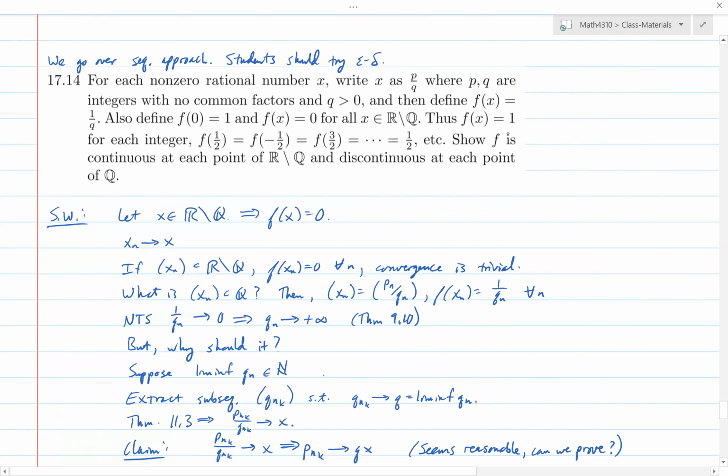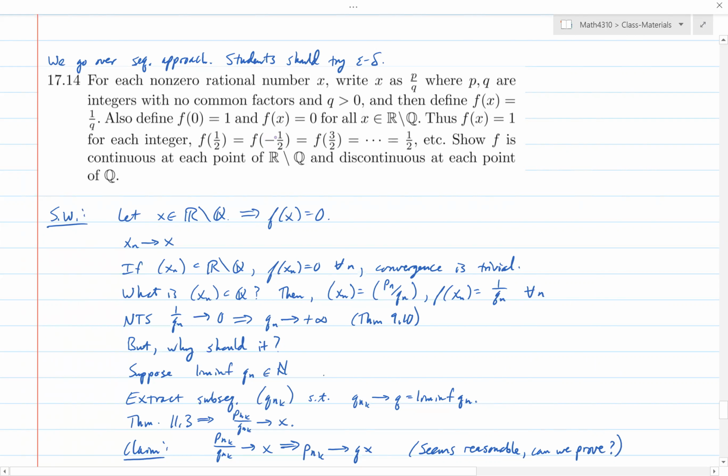And so then there's some examples. f of x is 1 for each integer, because if you have an integer, then p over q is just equal to p, because q is equal to 1 for all the integers, the way they set up this problem. And then you have f of 1/2 or negative 1/2. And again, that negative is really on the 1. It's not on the 2. f of 3/2, and so on.